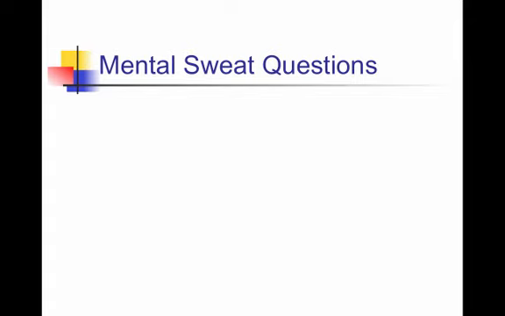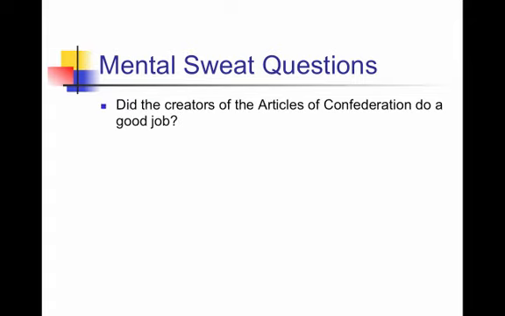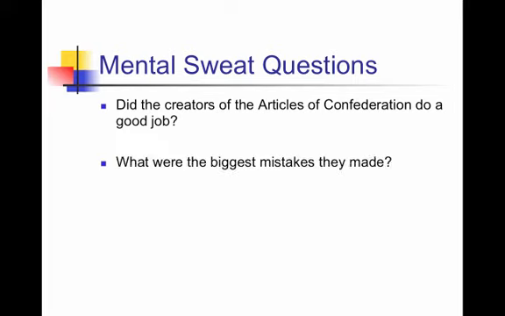We're going to come back to the rest of this tomorrow. Did the creators of the Articles of Confederation do a good job? In other words, the Continental Congress, did they do a good job with this or not? Think about it. Write down your answers, by the way, on the second sheet of your note guide, okay? Second, what were the biggest mistakes they made? What do you think should have been done differently?